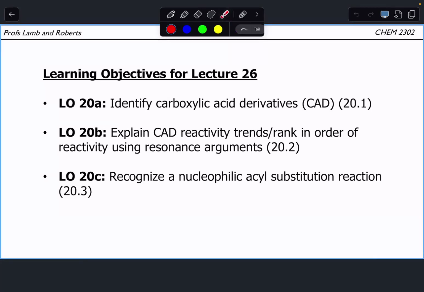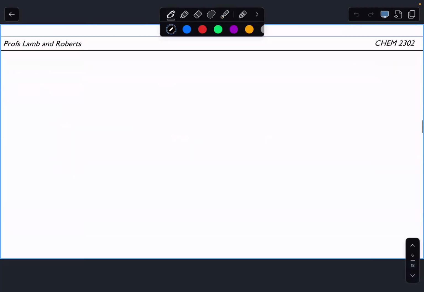So we are going to introduce carboxylic acid derivatives and then their relative reactivity, and then just introduce that one reaction that we're going to talk about over and over and over again. And then the next couple lectures will dig in a lot deeper. So let's start with our first learning objective. First, we just want to identify carboxylic acid derivatives.